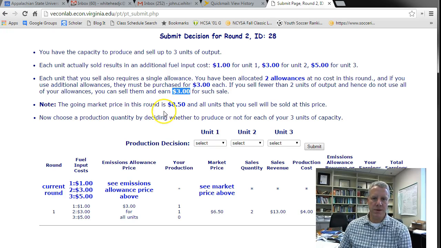So in this round, the going market price is $8.50, and I need to choose my production quantity by deciding whether to produce for each unit. So for each unit I produce, there's a cost of $3, whether I'm buying or selling the permit. So my cost for the first unit is $4, my cost for the second unit is $6, and my cost for the third unit is $8. The price is greater than each of those costs, so I'm going to produce 3 units of output.